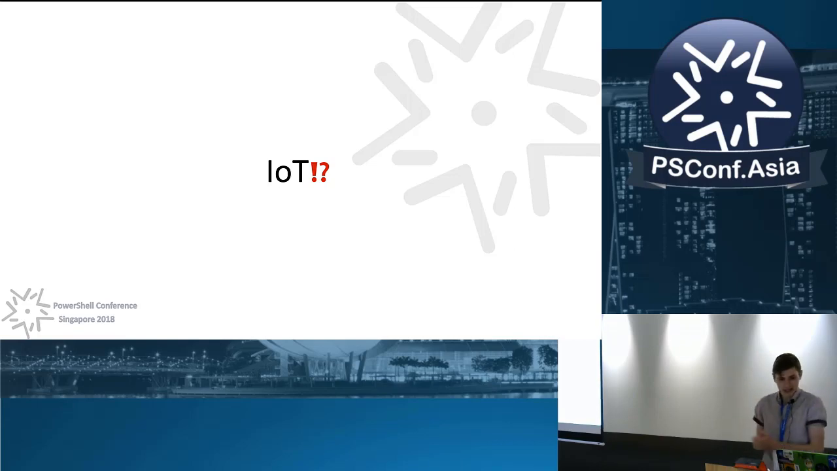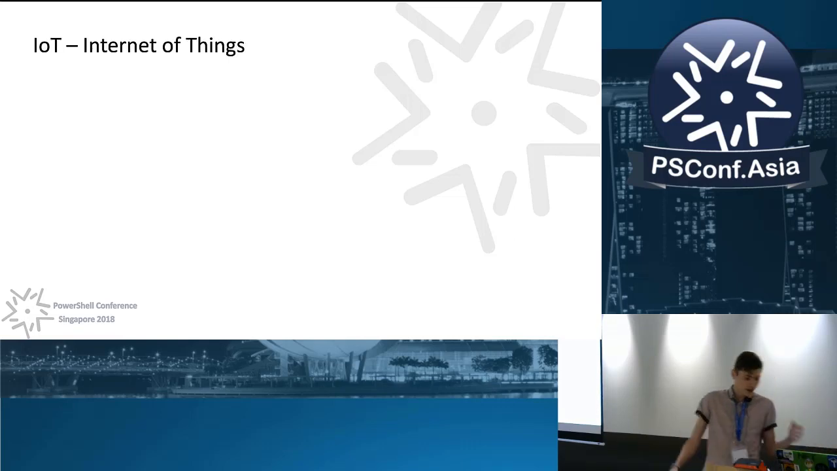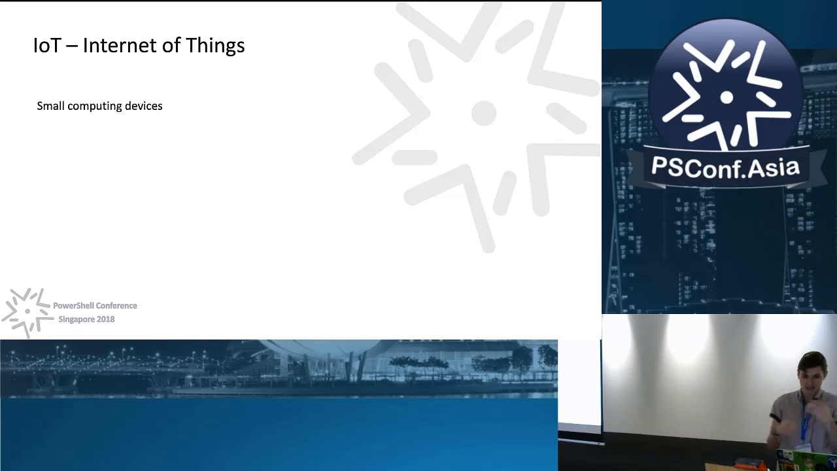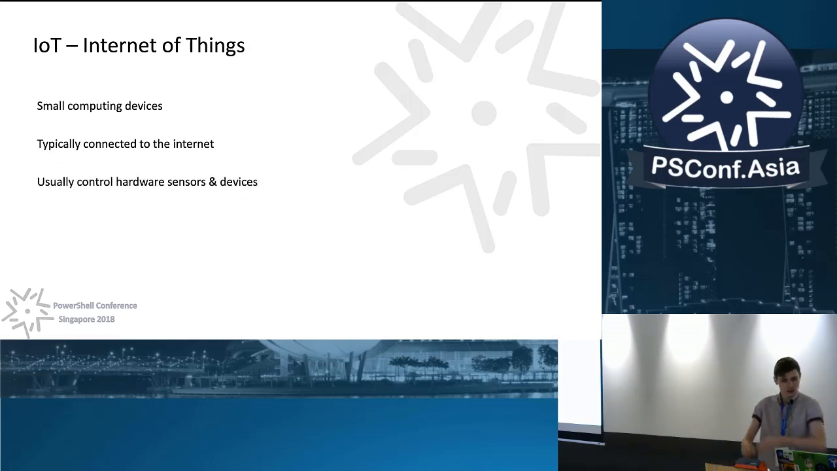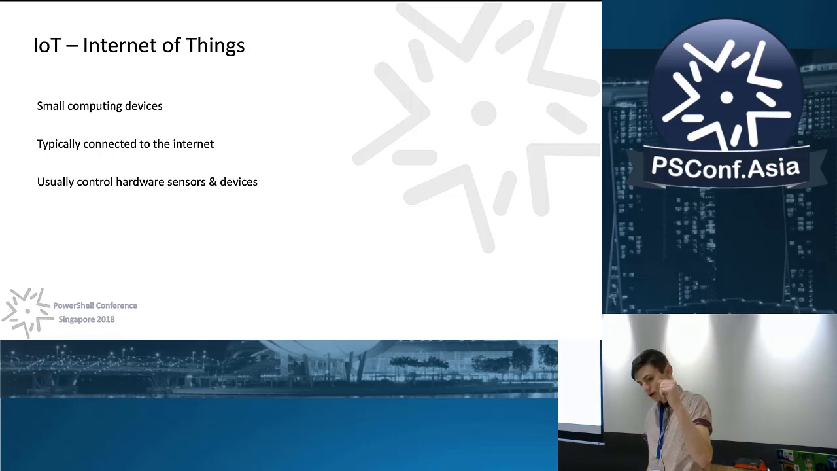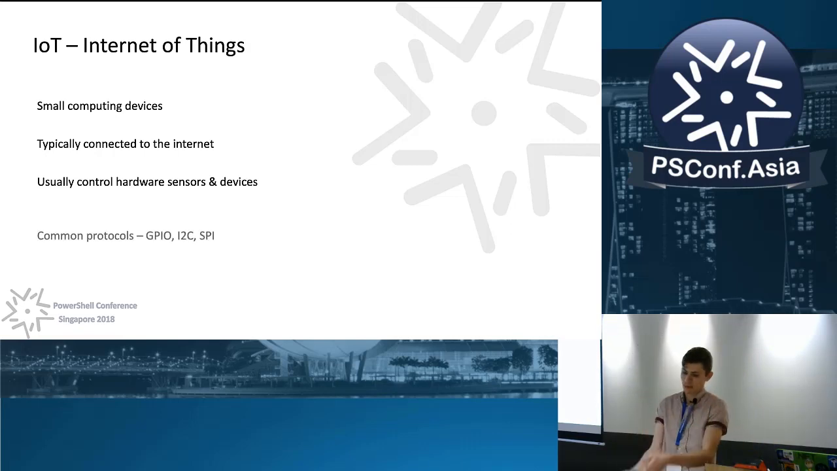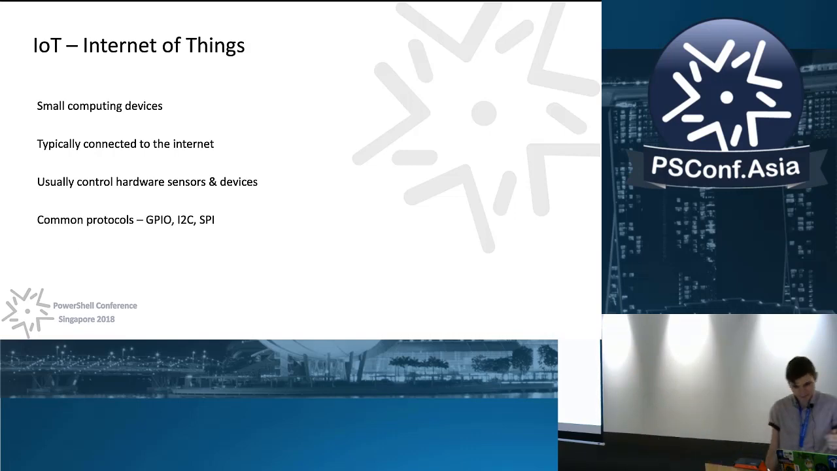So, in case you didn't know, I should define a certain three-letter acronym that I continue to use over and over again. And of course, that's IoT. What does that mean? Well, if you don't know what that means, it means Internet of Things. The things are small computing devices like these Raspberry Pis, for example. And sure enough, they're typically connected to the Internet. They usually control different hardware sensors and devices. So I've got the button that you saw, the LCD screen, and in the demo I'm going to show today, I've got a little touch sensor.